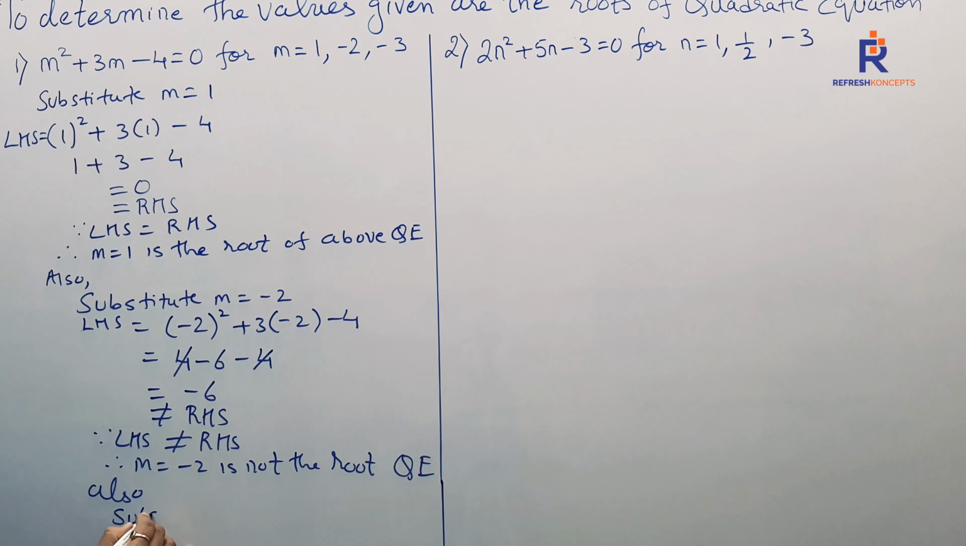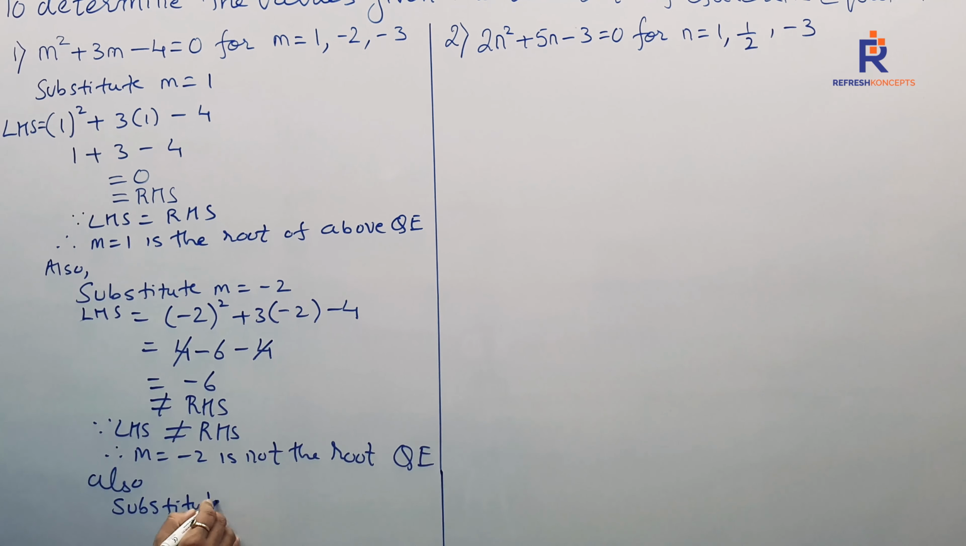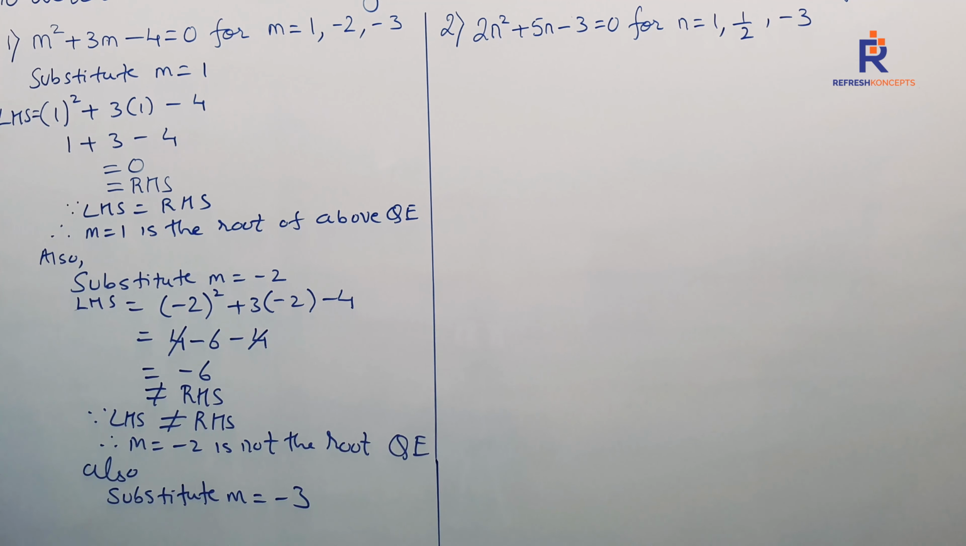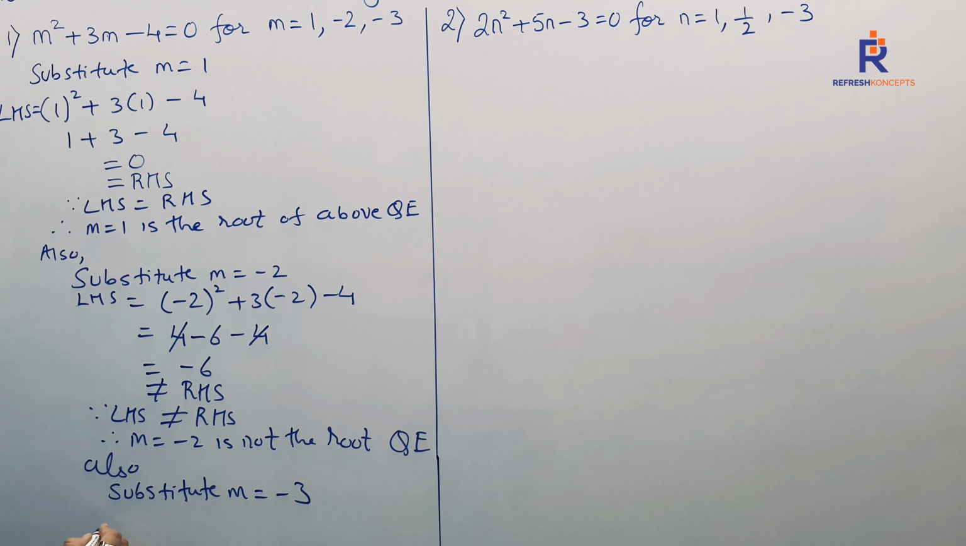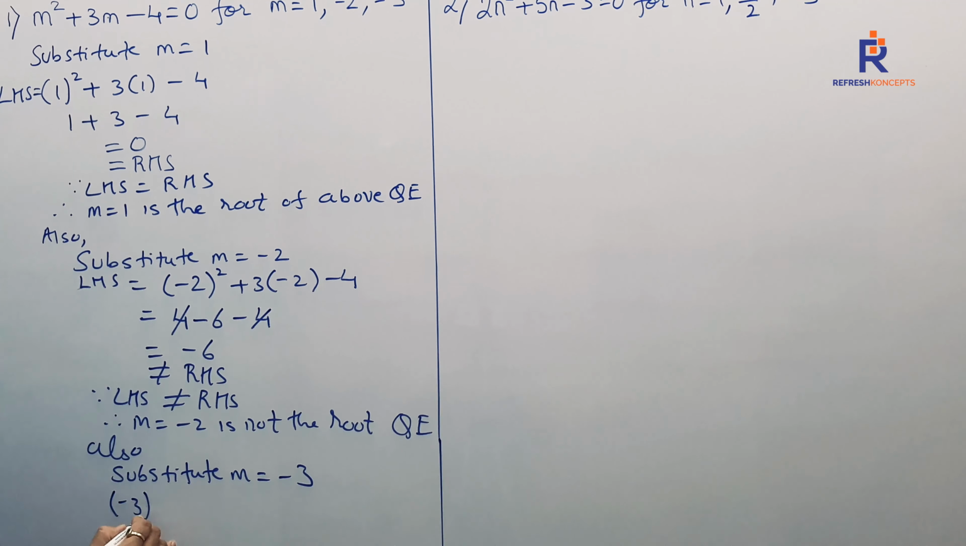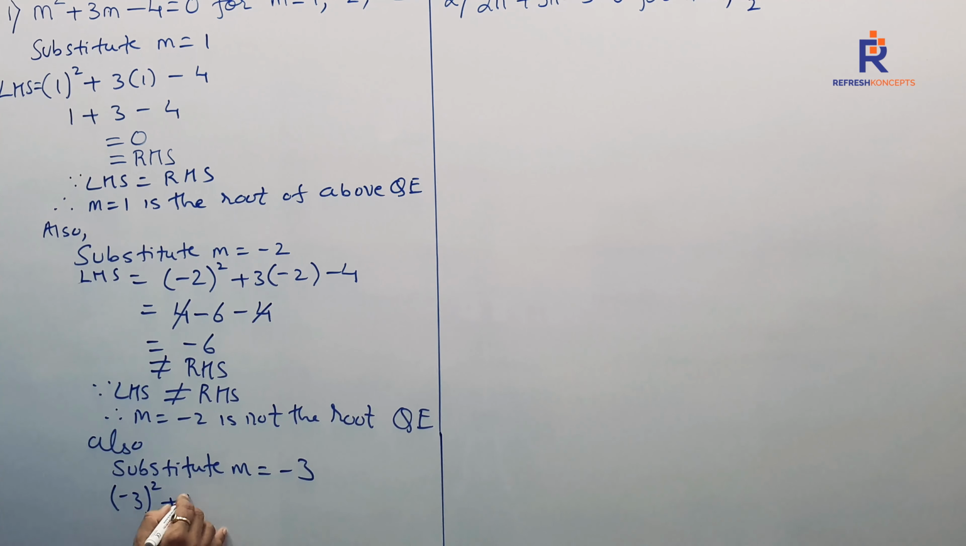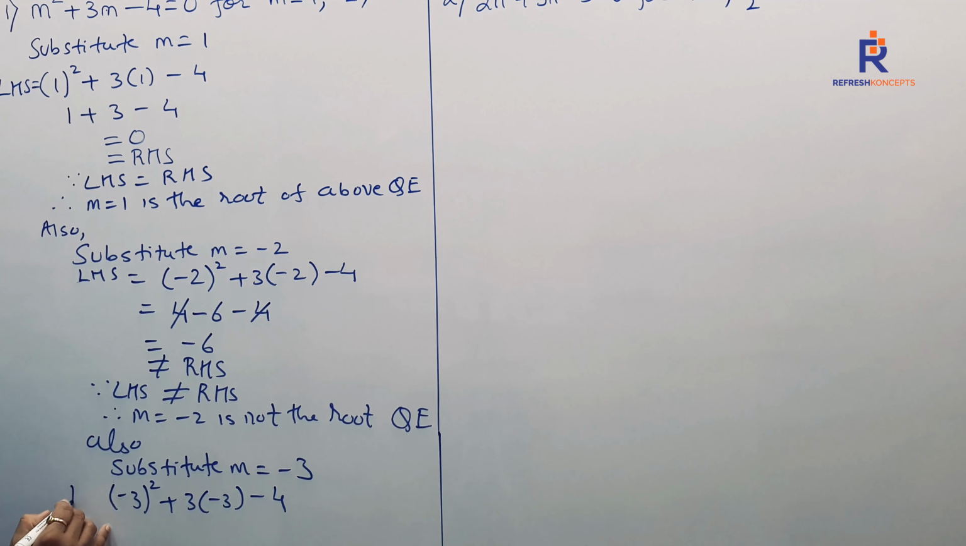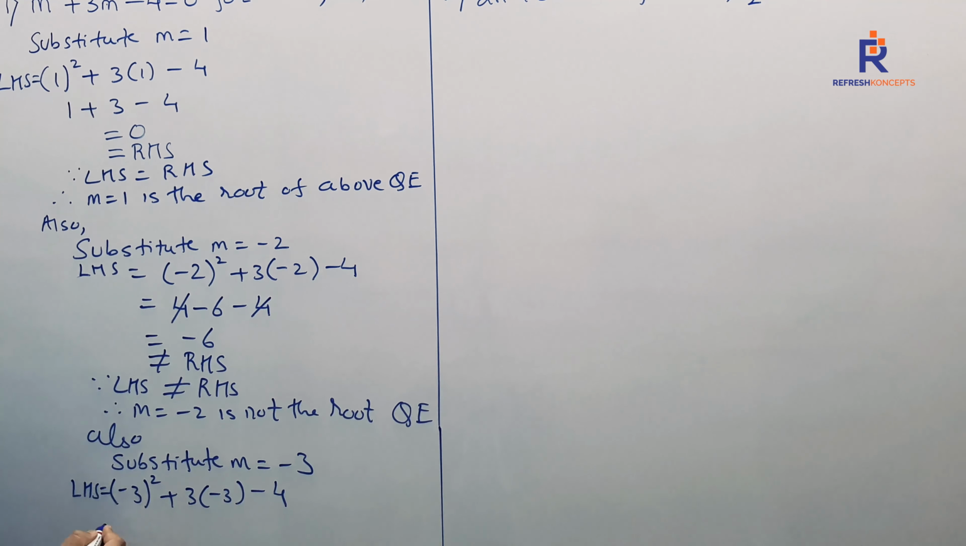Substitute, what this time? m equals to minus 3. On substituting m equals to minus 3 in our equation, it is minus 3 square plus 3 into minus 3 minus 4. That's nothing but my LHS, children, mind you.